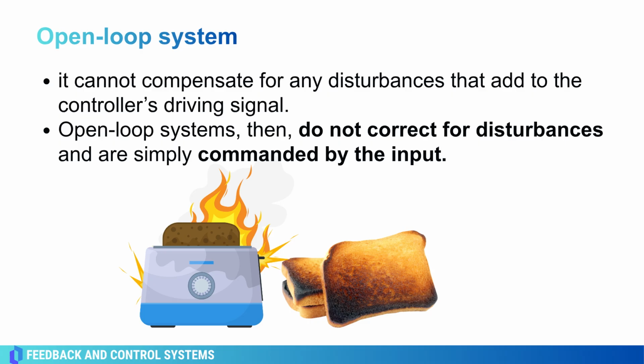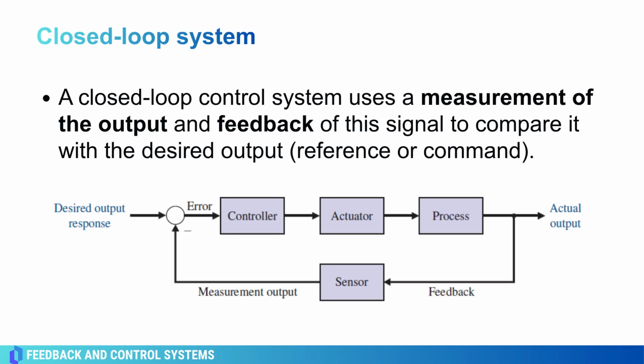So for example, the toaster. As you can see here, it is an example of an open loop system. The simple toaster will not adjust its time or temperature according to the type of bread. So that is an open loop system. Now let's move on with a closed loop system.